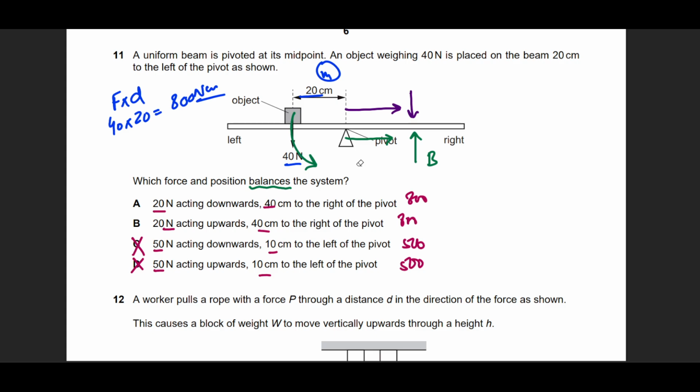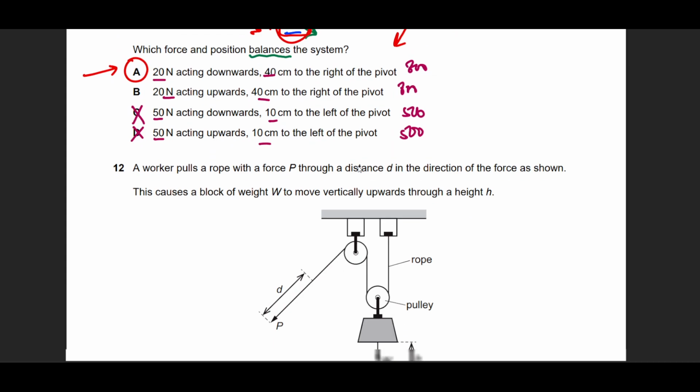So I need to make sure that I choose the direction which counteracts or opposes this green direction, or this anti-clockwise movement. So I should choose option A so that it can provide movement in the clockwise direction, which will balance out or oppose this moment. So option A is the closest or the best answer.